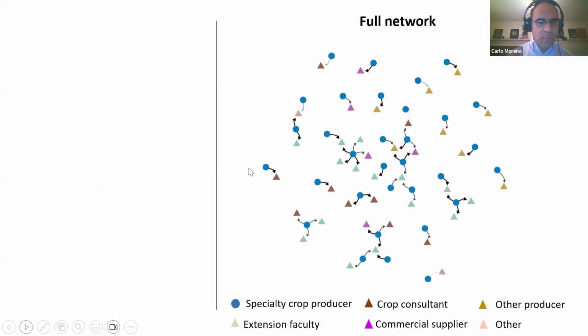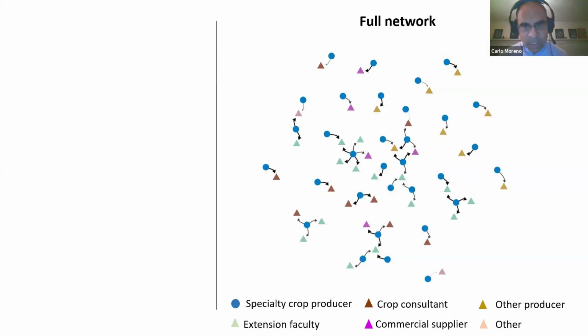Okay, so these blue dots represent the individual producers that took the survey. These triangles are representative of their informants, and they're color-coded. So we have crop consultants here in brown. We have other producers here in this gold color. We had extension faculty here in green, in purple we had commercial suppliers, and in this pinkish, we had others. Other is a way of saying non-human actors. Most of the times these were apps that were included in the other category.